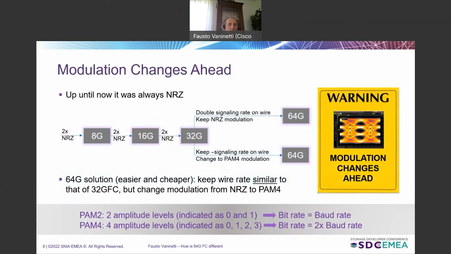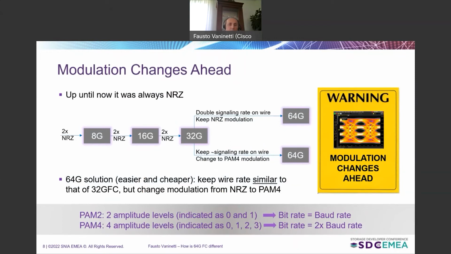So, modulation change. As I said, up to 32 gig Fibre Channel, the modulation was always the same, non-return to zero. But at this point, when considering a move to 64 gig Fibre Channel, the standard bodies had two options on the table. One, keep doubling the bit rate, preserve the same modulation, but double the bit rate on the wire, on the optical cable.